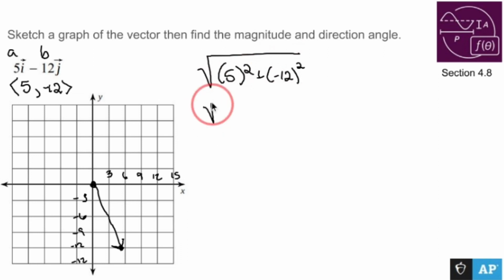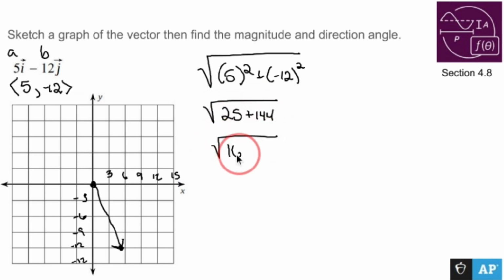Okay, that's going to be 25. That's going to be 144. That's going to be 169. That's going to be 13. That's not in a square root. Okay, so the numbers here were friendly, no calculator needed. This one I am going to use a calculator for, even though this is not a calculator section.